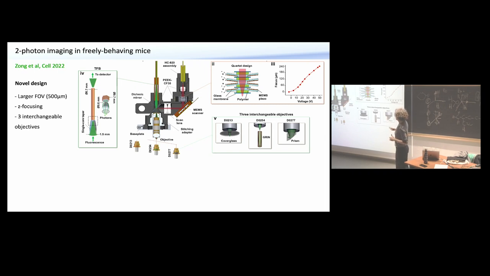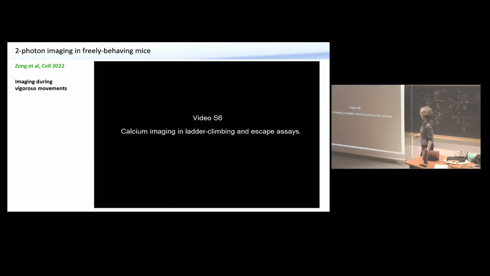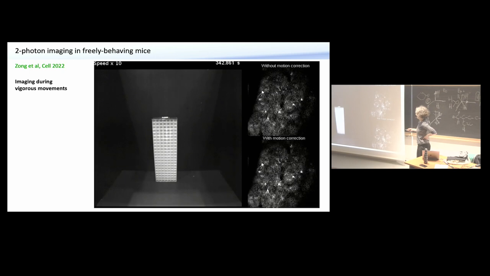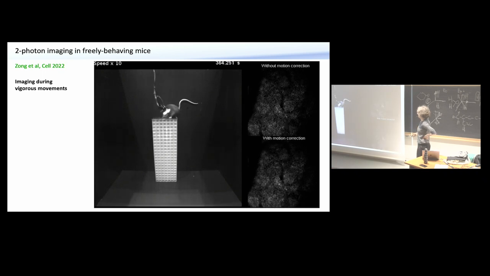They also optimized the fiber bundle to collect light to make it much thinner. By doing that, they show that the behavior of the mouse, compared to a control, with this microscope on the head is exactly the same as if it didn't have the microscope. And here is a movie that they are showing in the paper. You will see a mouse in 1 minute. You will see a mouse that is climbing this ladder here, and you see the image on the left, without and with motion correction. And now the mouse is going to jump the ladder, and you can look at the image at the same time that the mouse is jumping.